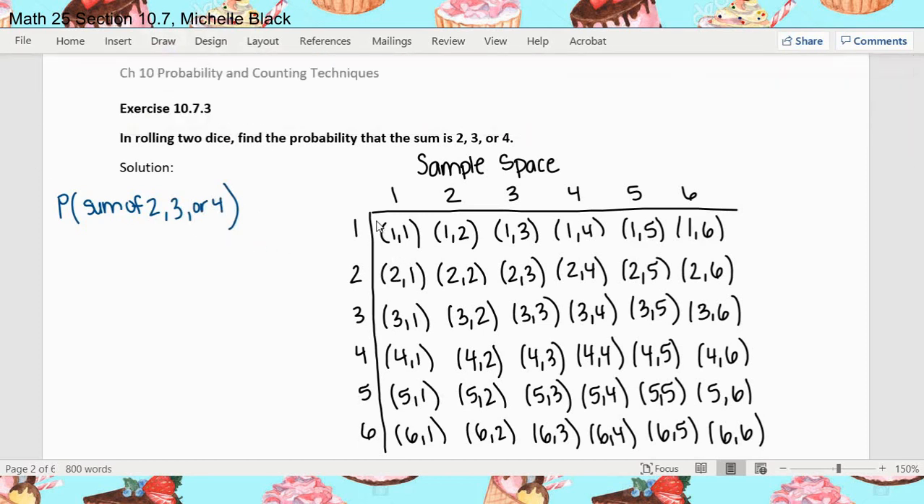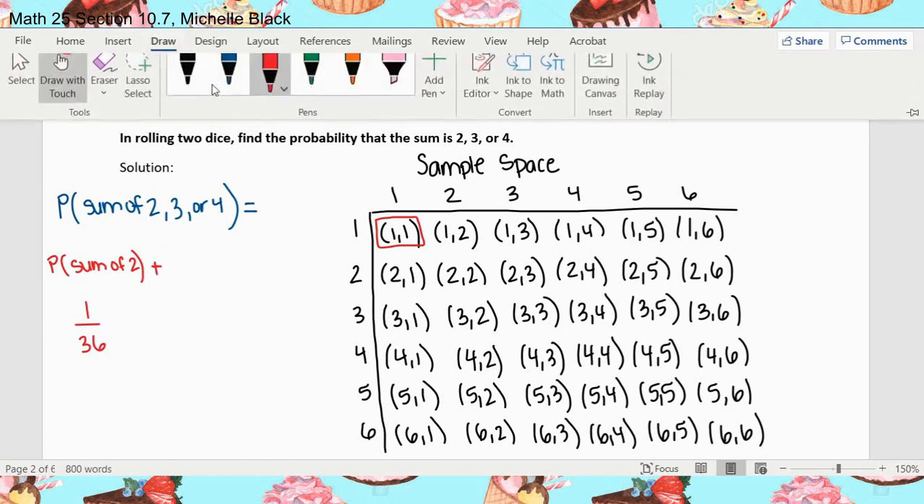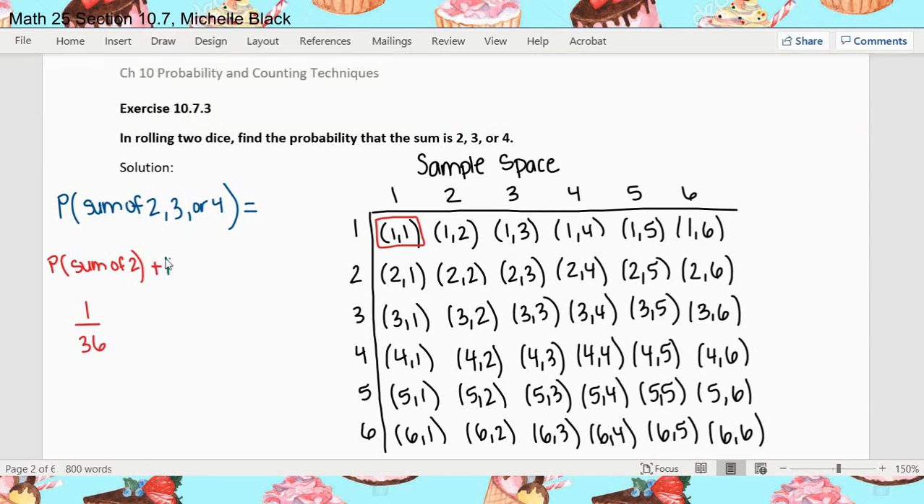So the only time I see me getting a sum of 2 is when I have 1 and 1. So the probability of getting a sum of 2 is going to be 1 out of 36. Now let's talk about the probability of getting a sum of 3. Well, that can happen when you roll a 2 and a 1, or a 1 and a 2. So that's 2 of my 36 different outcomes.